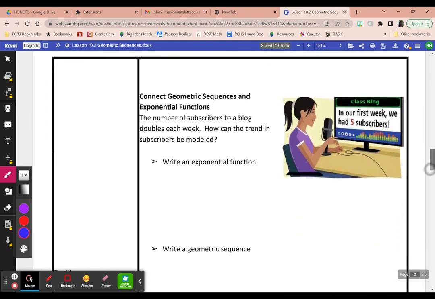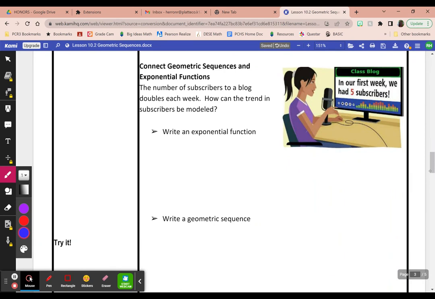Okay? All right, so connecting geometric sequences and exponential functions. The other day when we did these, we talked about how arithmetic sequences go right in line with y equals mx plus b, which is linear. These are identical to exponential functions, which look like this. So if you remember back, an exponential function is f of x equals a times b to the x. Okay? A is your y-intercept, or your starting amount, right?